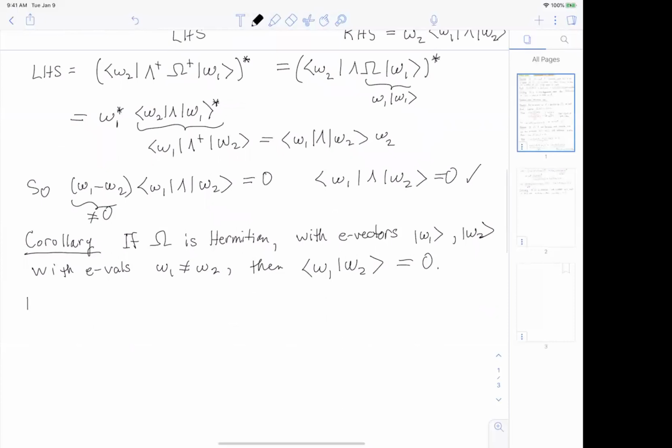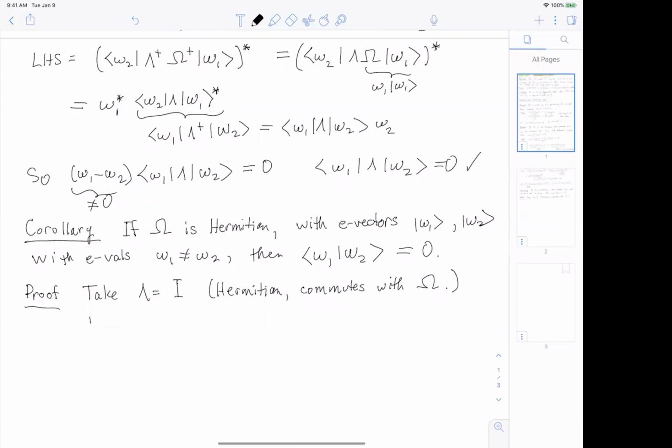Okay, so how do we prove that? It's a corollary, so of course we're going to use the previous theorem. And the proof is just we take lambda to be the identity operator in the previous theorem. That works because the identity operator is Hermitian, and it always commutes with every other operator, so it certainly commutes with omega. And so the requirements of the previous theorem are true. Now we can just apply it, and this lambda just becomes 1, and we're going to have the inner product rather than the matrix element as we did in the theorem. So this is in previous theorem.